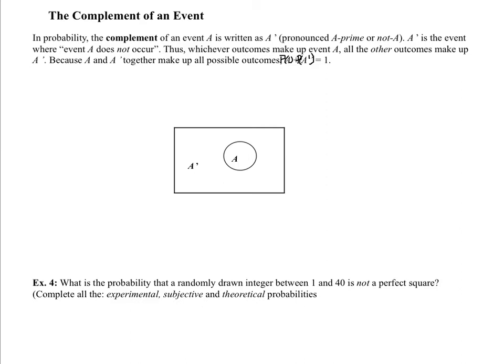So, Mr. Langford, does that mean that the probability of the event not A is equal to 1 minus the probability of event A? That's correct, and this is a very important rule in probability calculations, and we should remember this when we do problems later on.